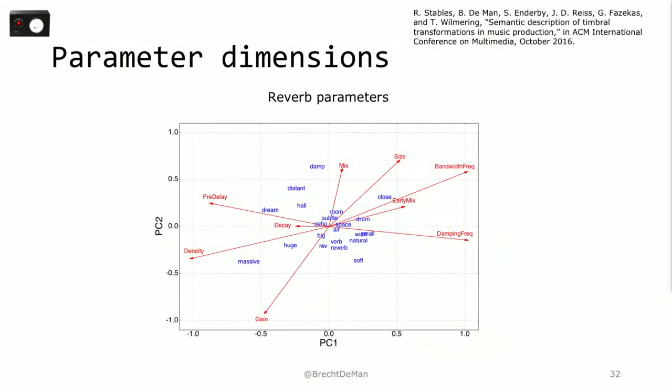We can also look at the parameters. So you see that, for instance, the density knob on a reverb, if you turn it up, you'll make the sound big, huge, and massive. So maybe this is a quite semantic knob after all, but the other ones definitely aren't.